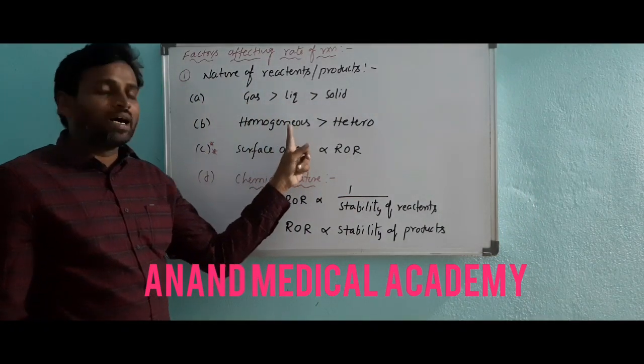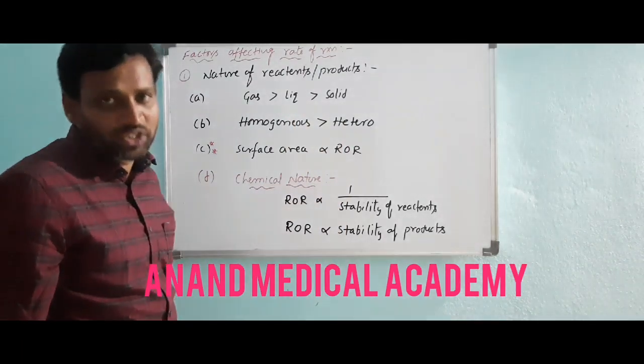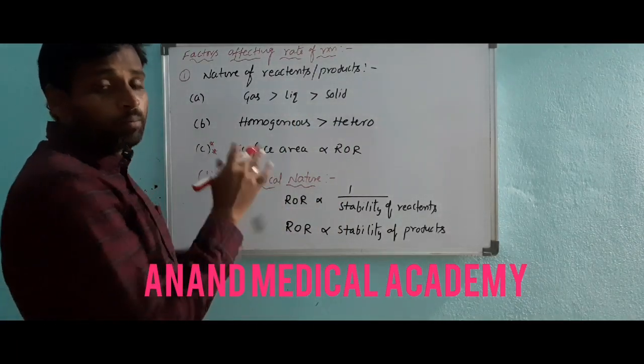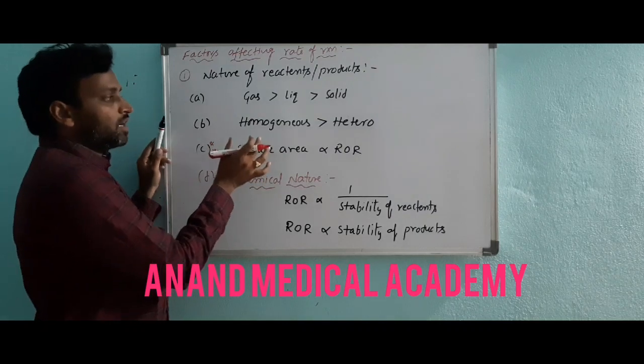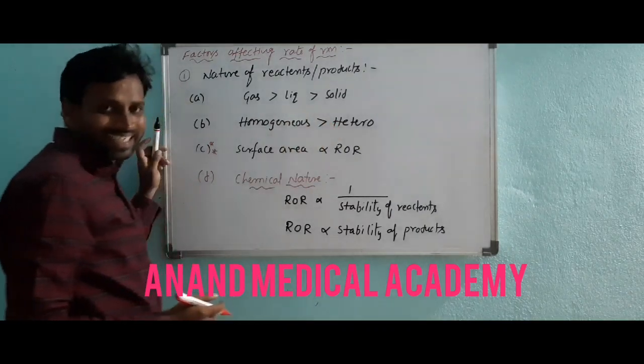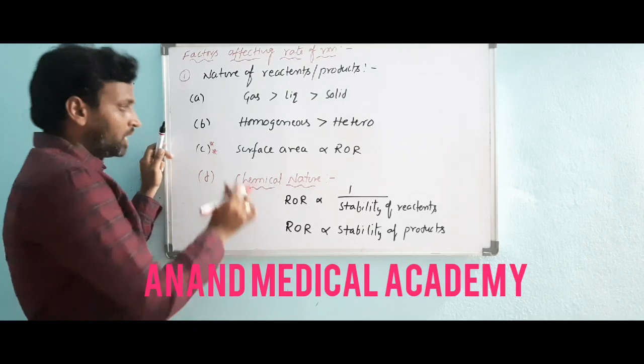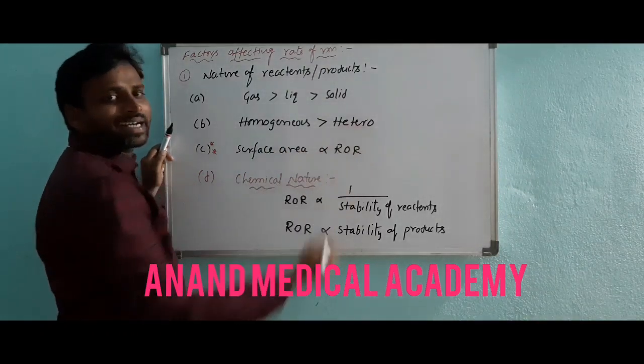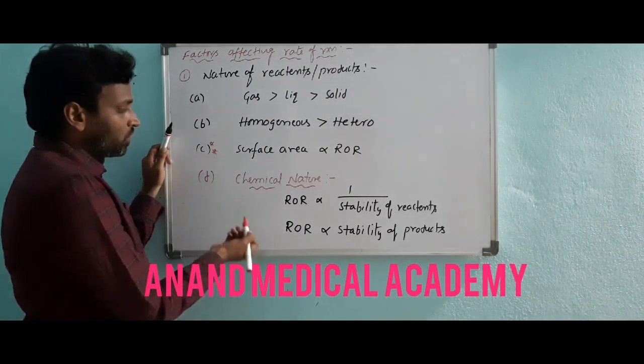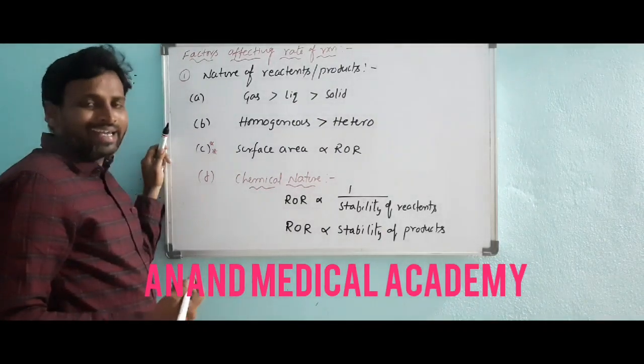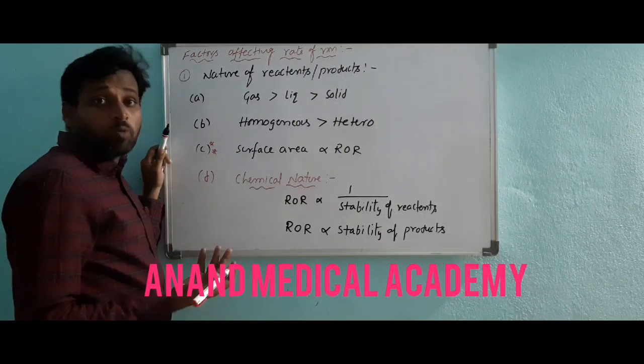Homogeneous reactants have more rate of reaction. Homogeneous means both reactants have the same kind of physical state. But the third one, if surface area is more, rate of reaction is more. And the fourth one is chemical nature. Nature in the sense of what type of bonding they have.